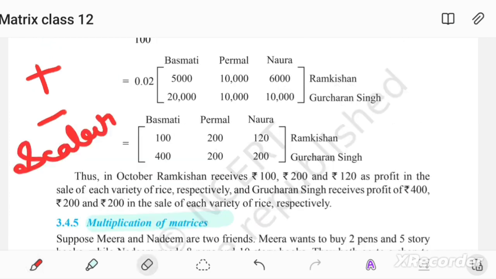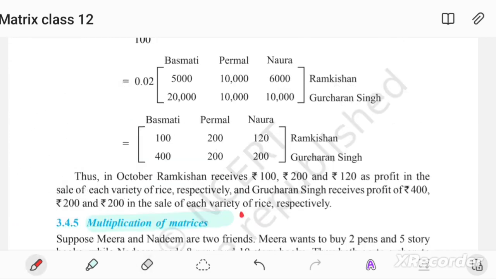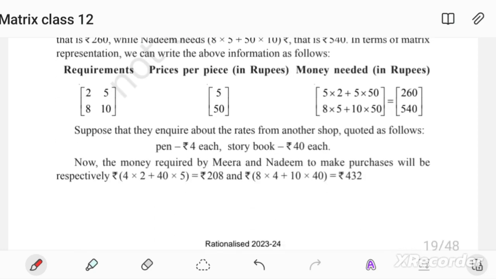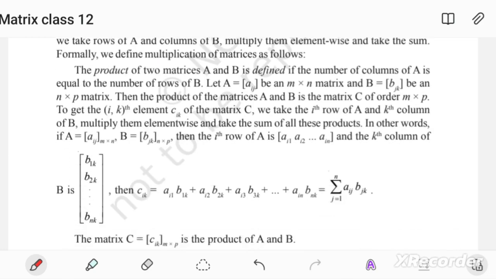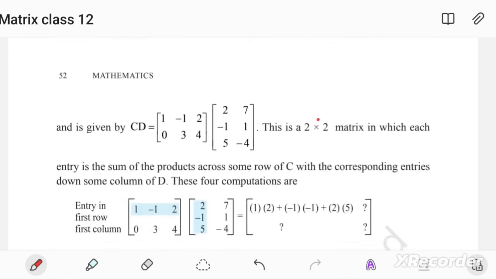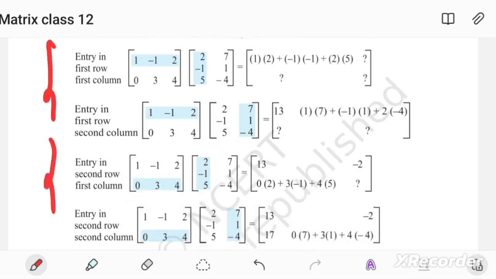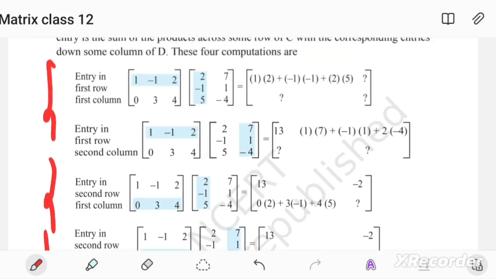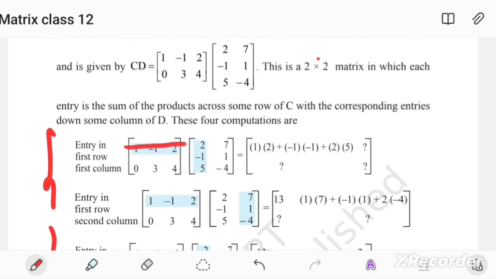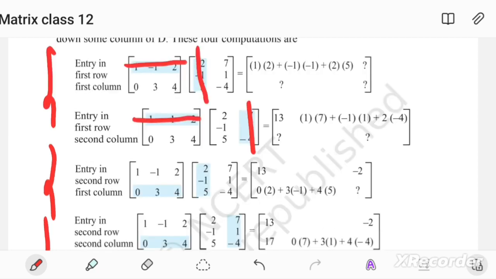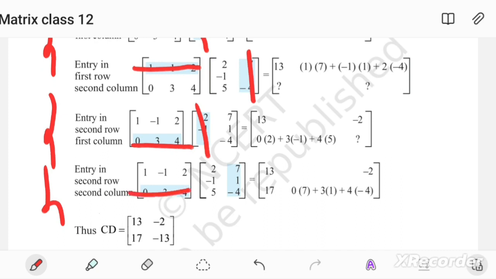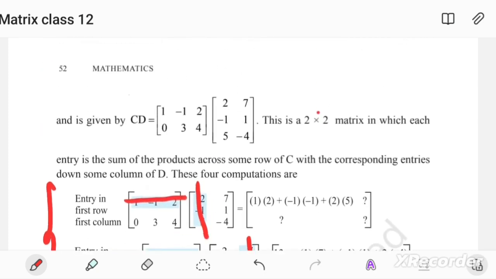Now what are we going to deal with? We are going to deal with the multiplication between two matrices. Okay, let's understand this with the help of an example. Here a very beautiful depiction is shown to you of how we proceed with the multiplication. Basically, first row and first column, first row, second column, second row, first column, second row, second column. This is how we do the multiplication.